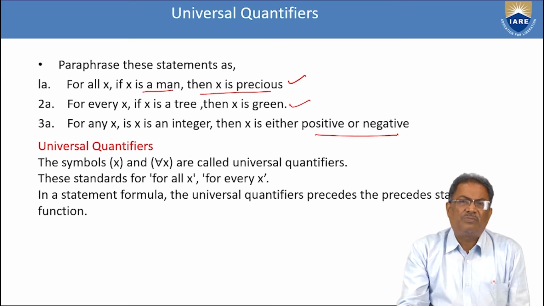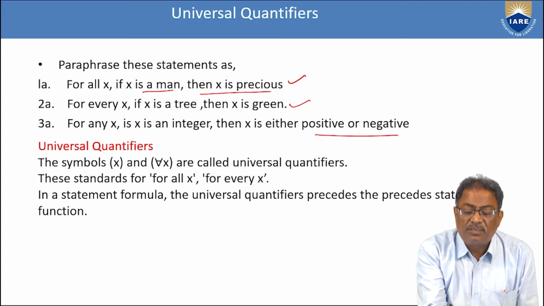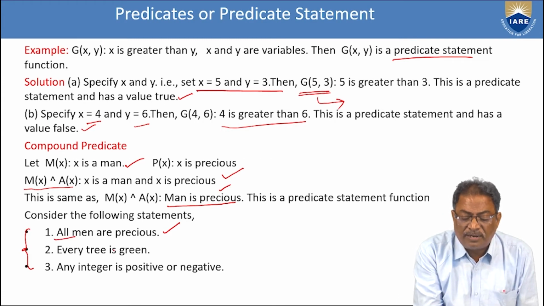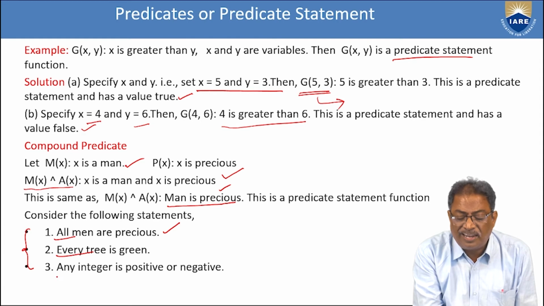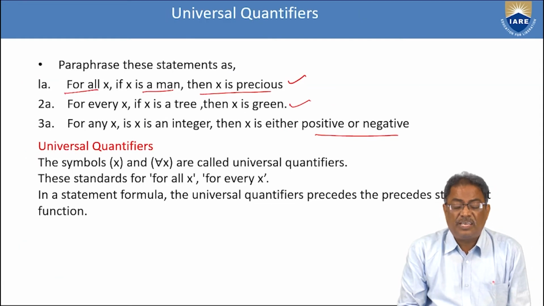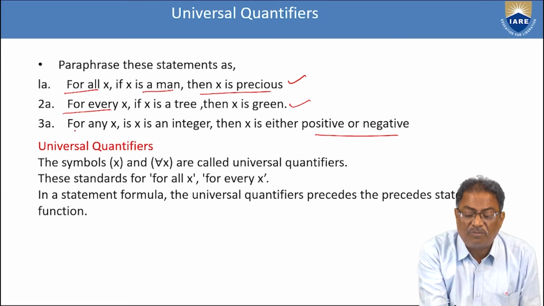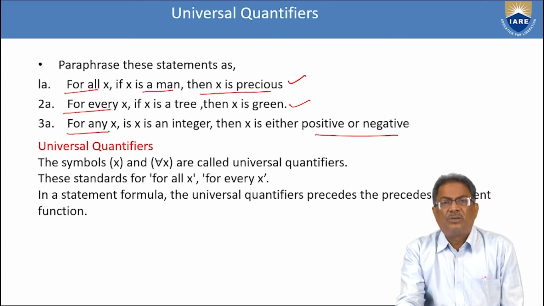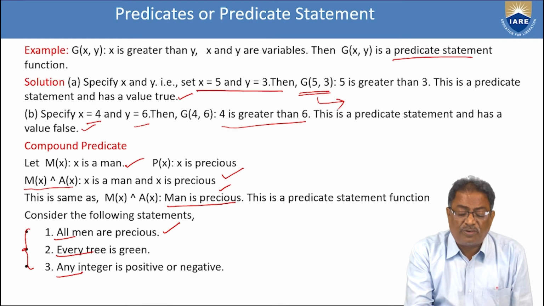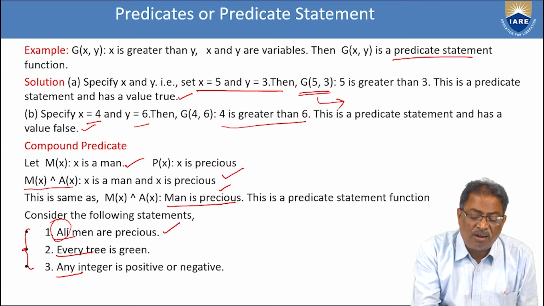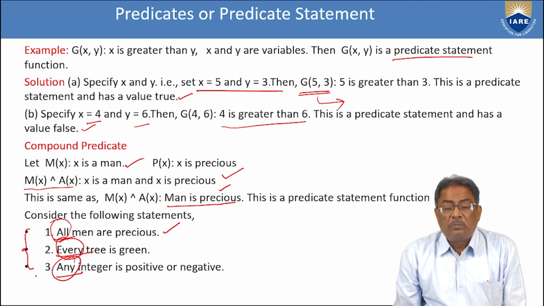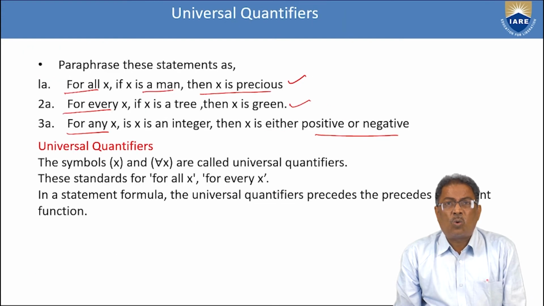So, observe this, for all. In the first one you observe, all men. The second one is every tree. And any integer. So, for any, for every, for all, observe this. We are going to quantify whether it is all or some. We are going to mention the quantifiers.